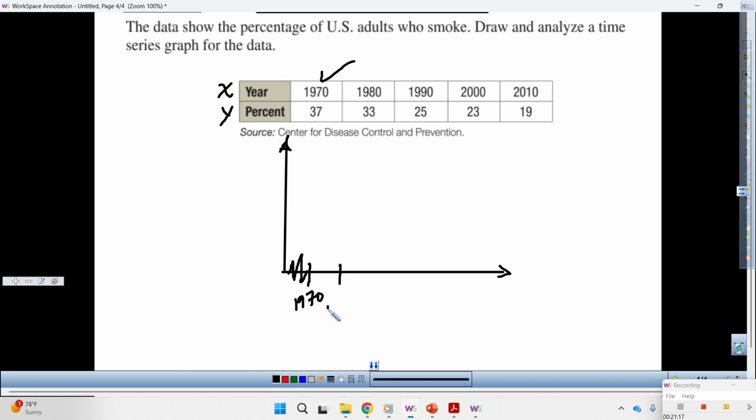Go to 1980, 1990, 2000, 2010, 2020. And over here we're going to do percent. What's the lowest percent, people? 19. What's the highest? 37. Let's go by tens.